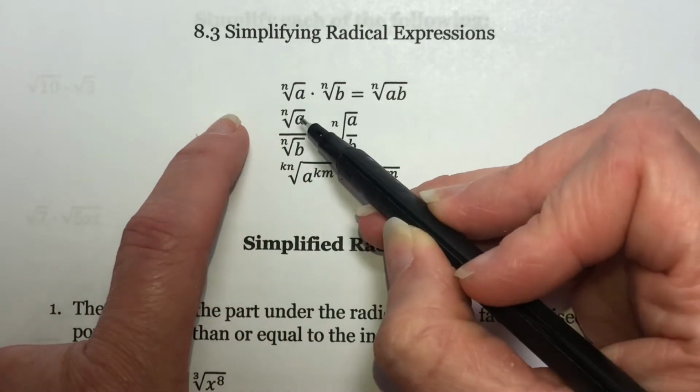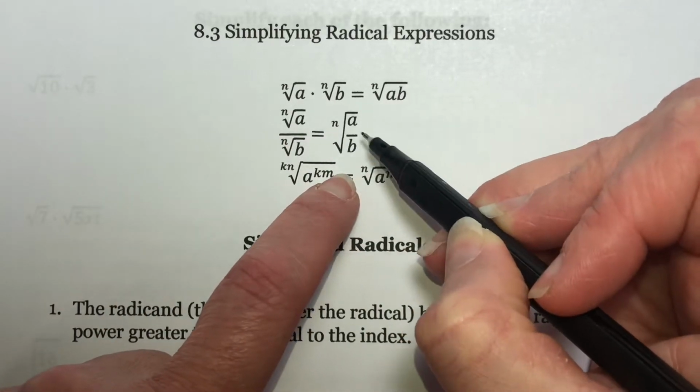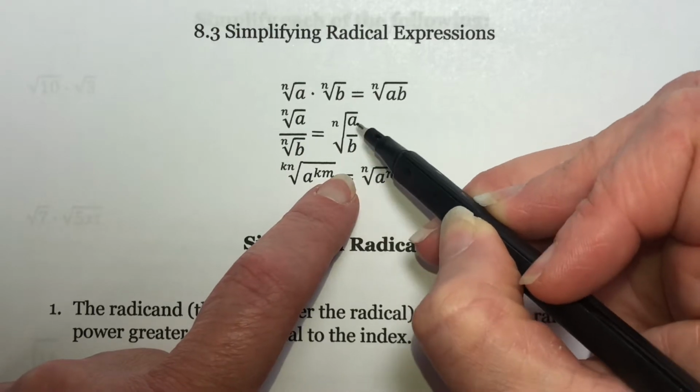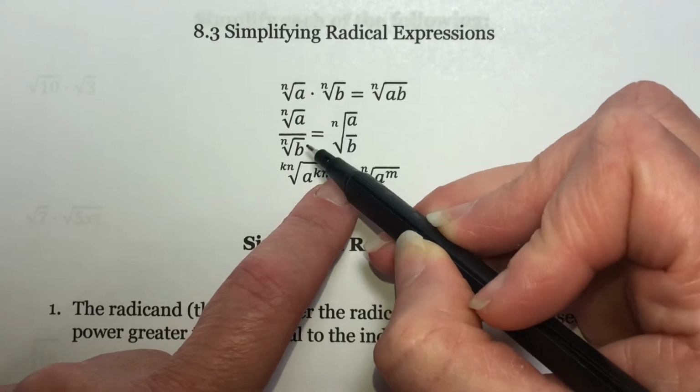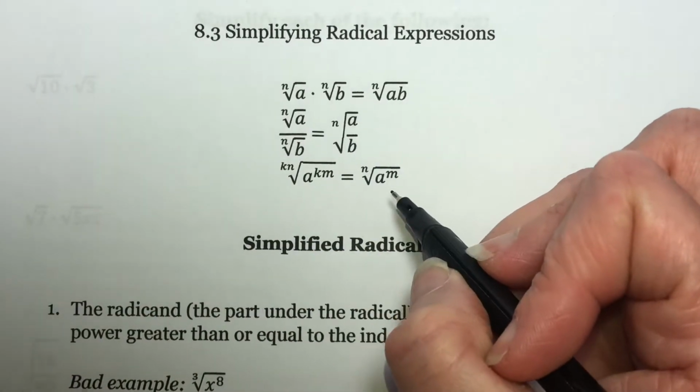Similar here, if we're dividing two things with the same index, we are allowed to put them as a single fraction under that same index. And we are also allowed to take a fraction under a radical and split it into two. We've been using this one. Now this is a different one.